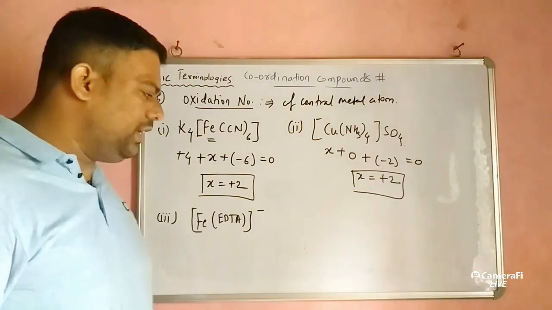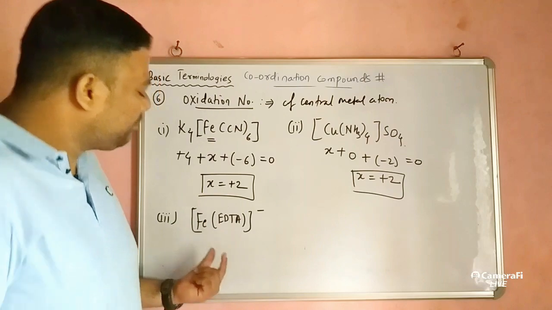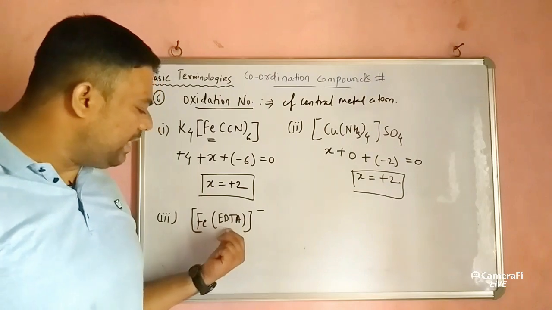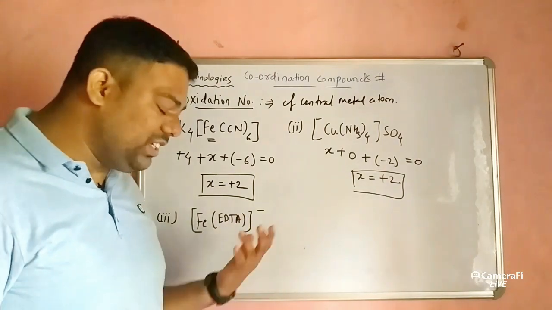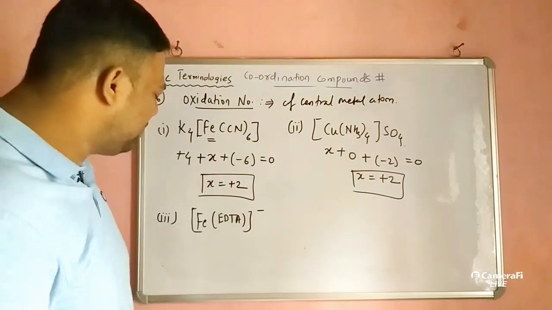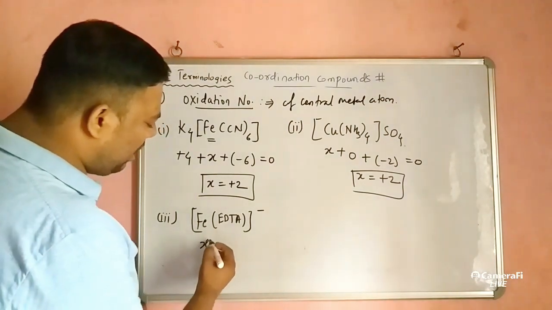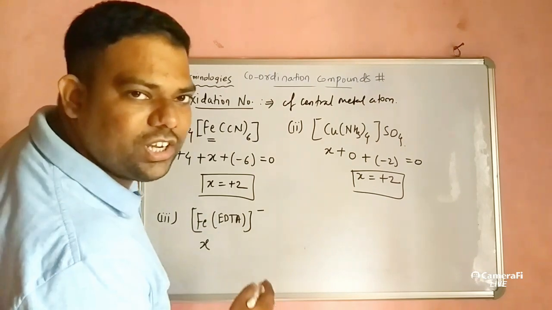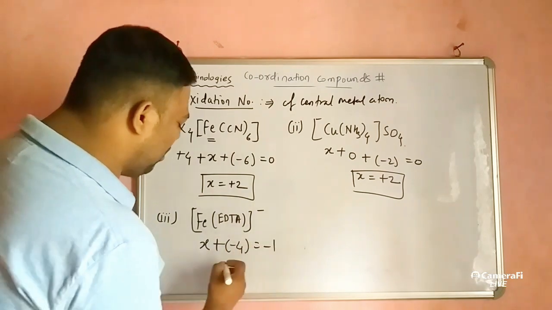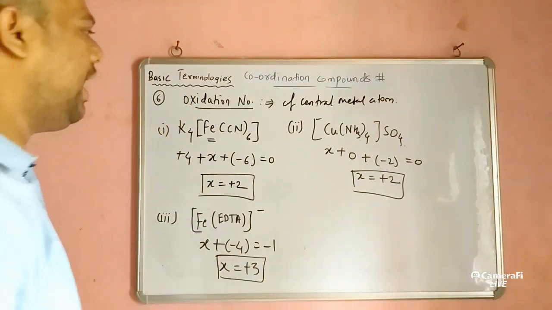As you know, in EDTA, we already discussed, EDTA is ethylene diamine tetraacetate, so on this acetate the total charge is 4-. Here X+, we don't know the charge on this central metal atom Fe, that's why we consider it X+. So EDTA -4 plus X is equal to -1, therefore X is equal to +3. You will get the answer.